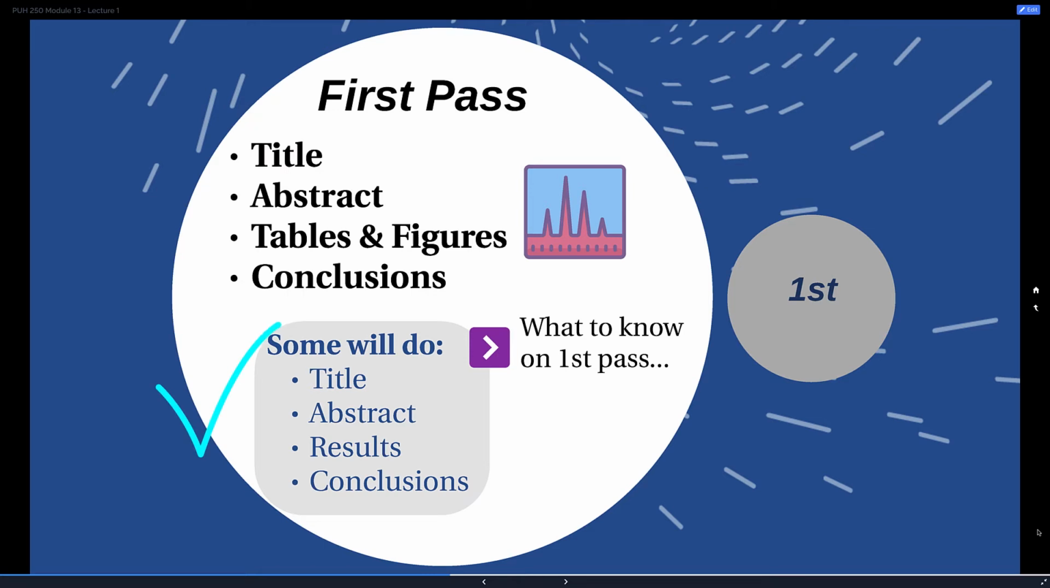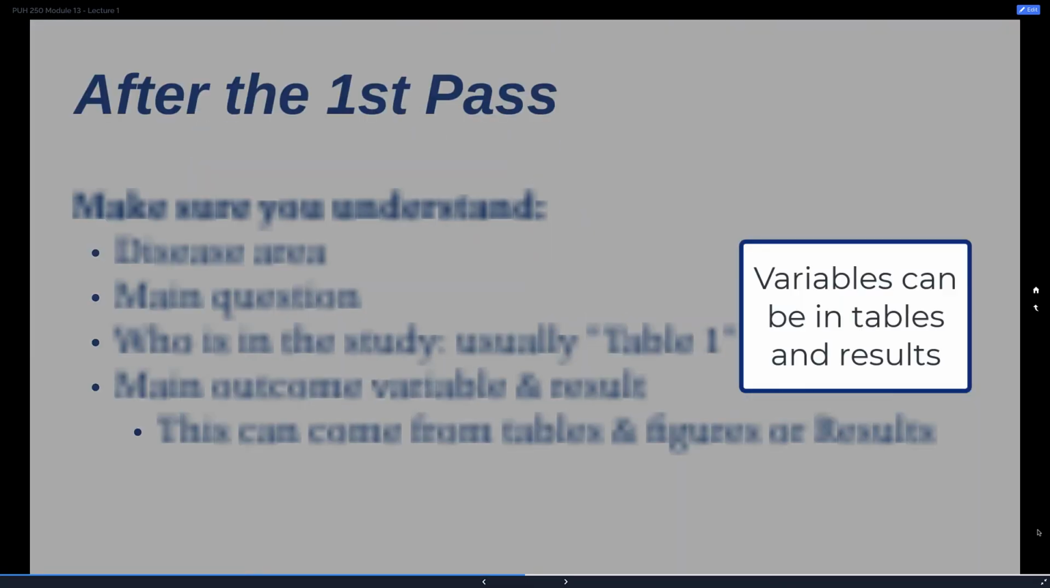Some people feel more comfortable doing title, abstract, results, and conclusions, but until you're really familiar with the variables and the questions, reading the results can be a little bit trickier. You'll get better at that as you become more familiar with the field. So what should you know at the end of the first pass of a paper?